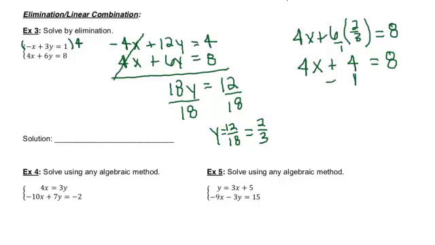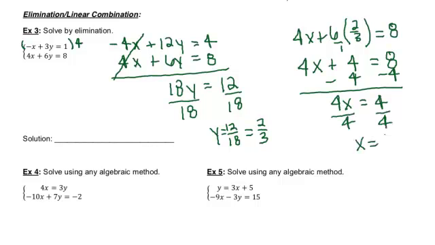Then we're going to subtract 4 from both sides. 4x equals 4, divide by 4, and x equals 1. So our solution again is a coordinate, so our x value comes first. So this is 1, 2/3. And again, this is the point where these two lines will intersect on a graph.